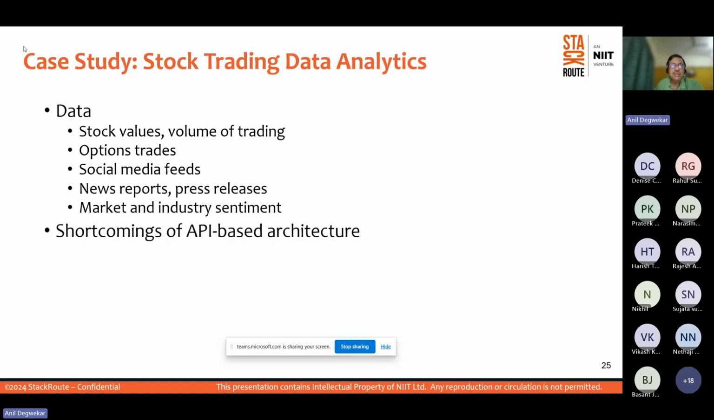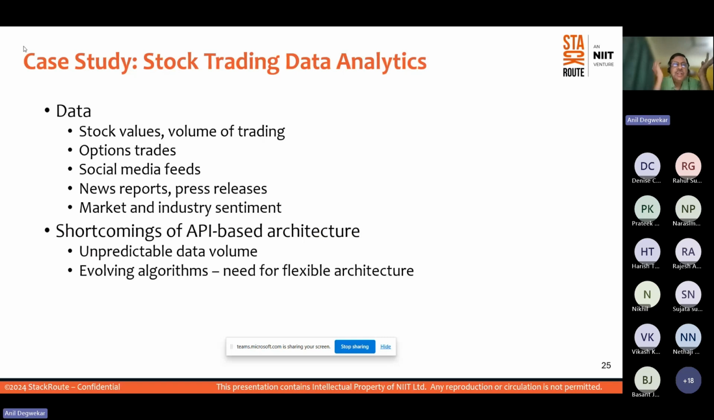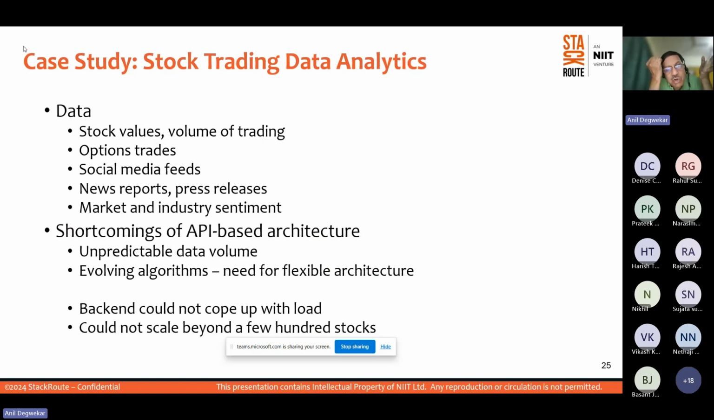It was implemented in an API based microservice model, but the architecture, because of this data volume, became unpredictable as they added more stocks to it. The data volume became more and more. The algorithms were evolving, and their API based architecture wasn't very flexible. Their backend could not cope up with the load. It couldn't scale beyond a few hundred stocks.